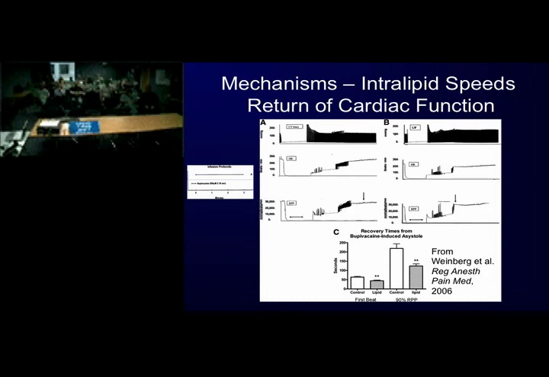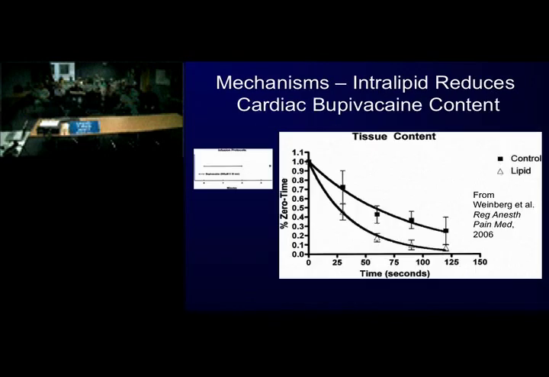The first panel here shows you the left ventricular pressure tracing. The second panel shows you heart rate, and down here is something called the rate pressure product, which is the pulse pressure times the heart rate, and it's a good indicator of cardiac function or cardiac work. And what you can see here is that the time to first beat was significantly sooner for the lipid-treated group, and the time to 90% of the rate pressure product was also significantly faster with the lipid-treated group, suggesting that lipid returns cardiac function quicker than if you don't give lipid.